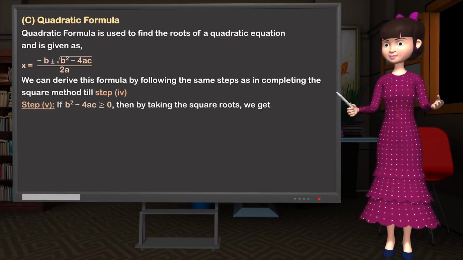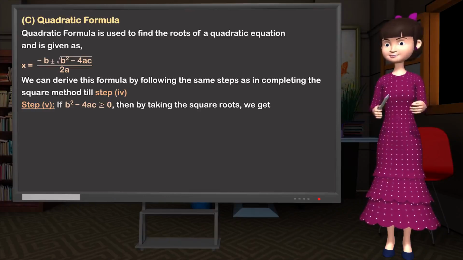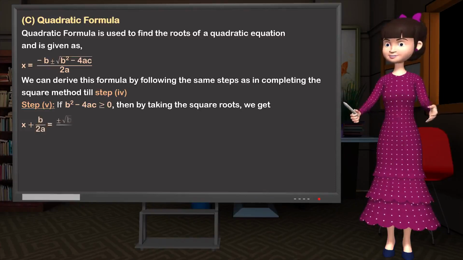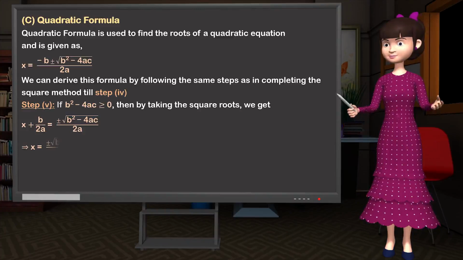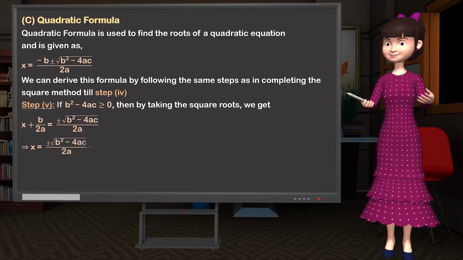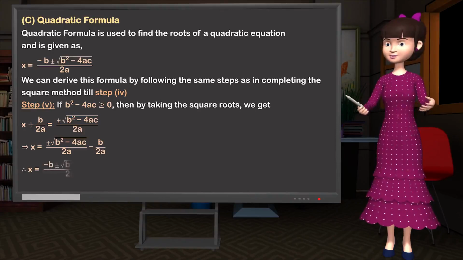Step 5 will be: if b² − 4ac is greater than or equal to 0, then by taking the square roots, we get x + b/2a = ±√(b² − 4ac)/2a. That is, x = ±√(b² − 4ac)/2a − b/2a. Therefore, x = (−b ± √(b² − 4ac))/2a.